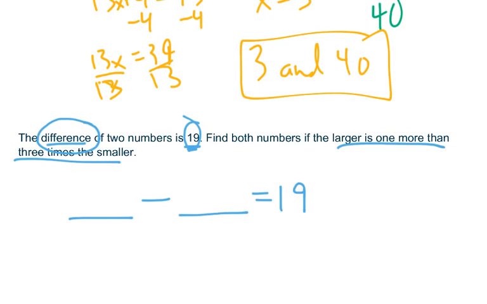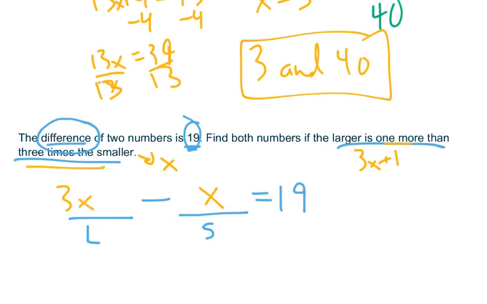So what this means is that I have a large number minus a smaller number. If it was the other way around, it would be negative. So I have to think, the larger one is 1 more than 3 times the smaller. I still don't know anything about the smaller number, so that's going to be x. I'll put x there. The larger one, though, is this expression, 3x plus 1, 1 more than 3 times the smaller.